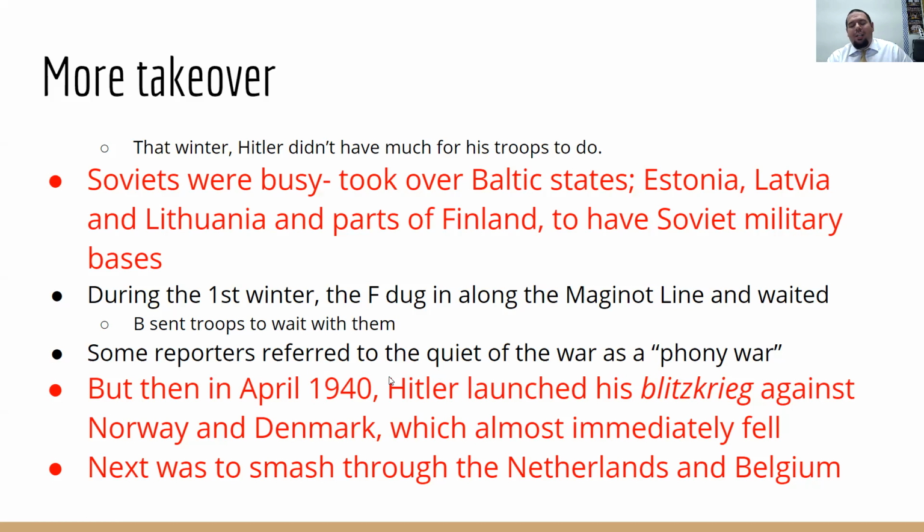However, in April 1940, Hitler launched his blitzkrieg against Norway and Denmark, which almost immediately fell. The next was to smash through the Netherlands and Belgium. While the Soviet Union was taking care of the northeast, because Finland attacks, Hitler goes north as well from Germany, and then he goes south.